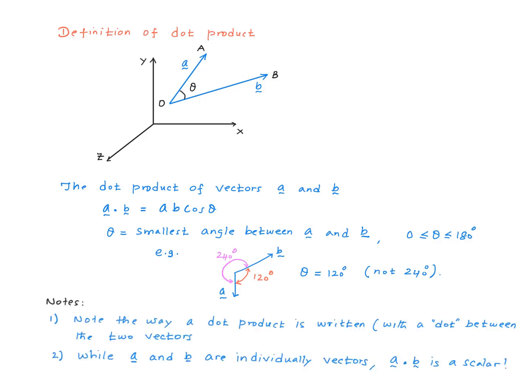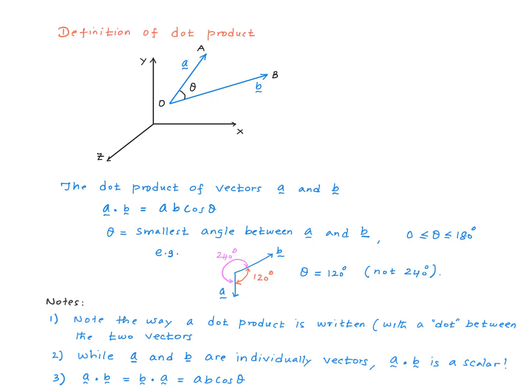Two important notes before we move on. First, note the way a dot product is written. For the dot product between A and B, we write it with a dot in between the two vectors. The second important note here is that while A and B are vectors, A dot B is a scalar. We basically get a number out of the two vectors.